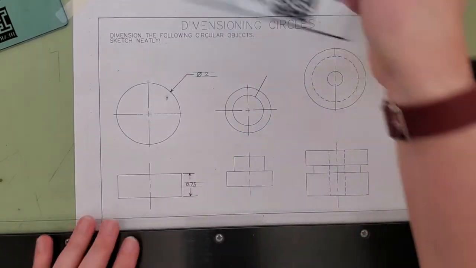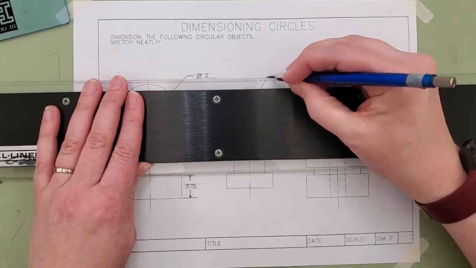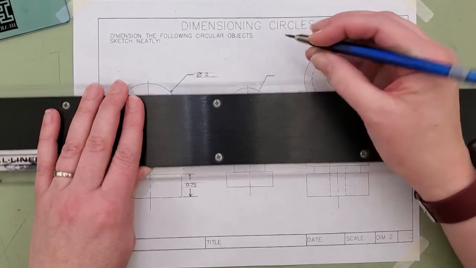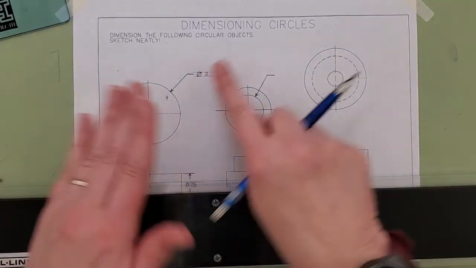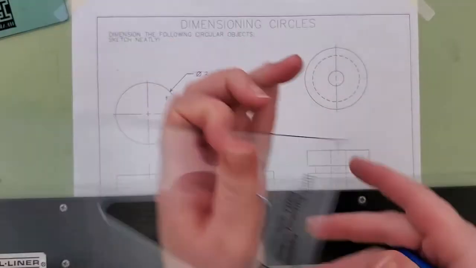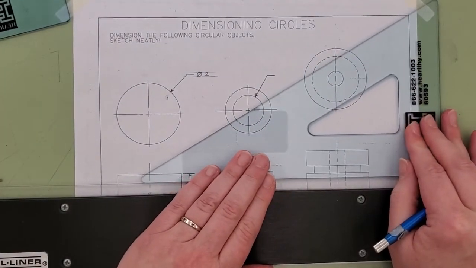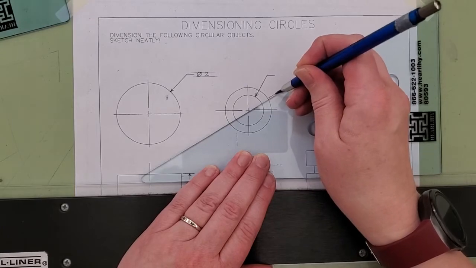You never want a leader line to be perfectly vertical or perfectly horizontal, because that angle will not stand out visually from your regular extension lines. That's why we have the angled line, is to draw attention to it. Okay, and so I'm going to go at a 30-degree angle for the outside one.